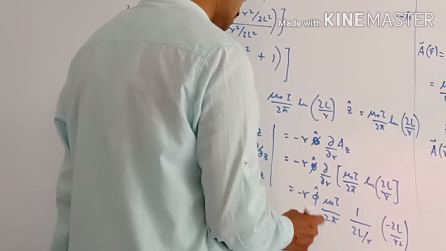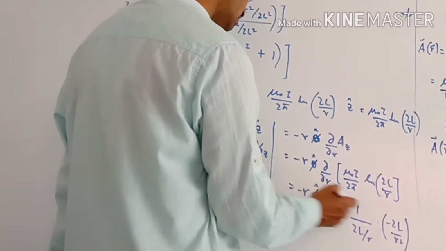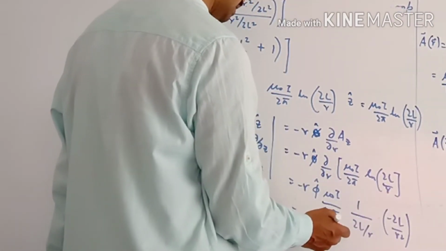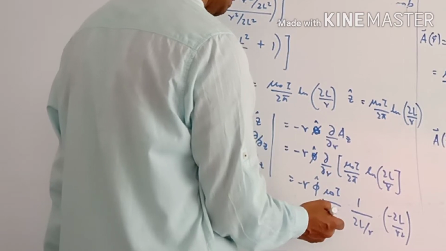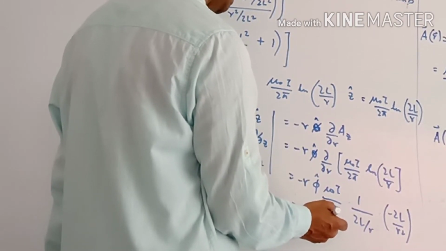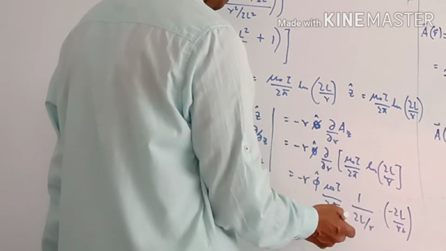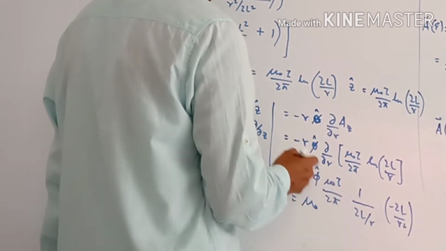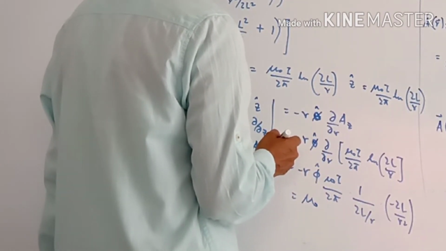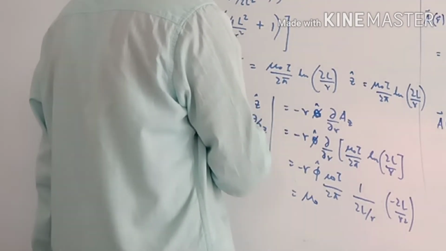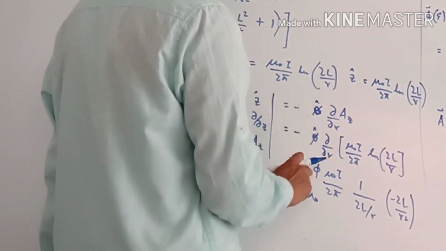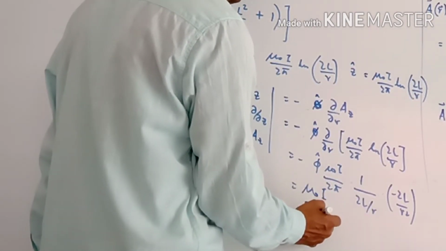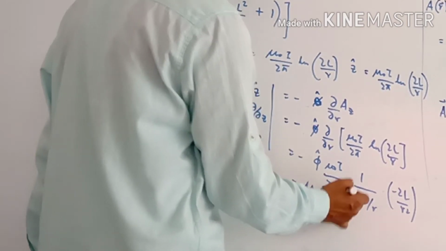So that gives us this to be minus minus cancels out, and there is twice L by R cancels out, and what we are left with is twice L by R, and this is minus of twice L by R square. So this is going to give us mu naught, this should be phi cap, right? Otherwise it's not going to tally. So mu naught I by twice pi R phi cap.